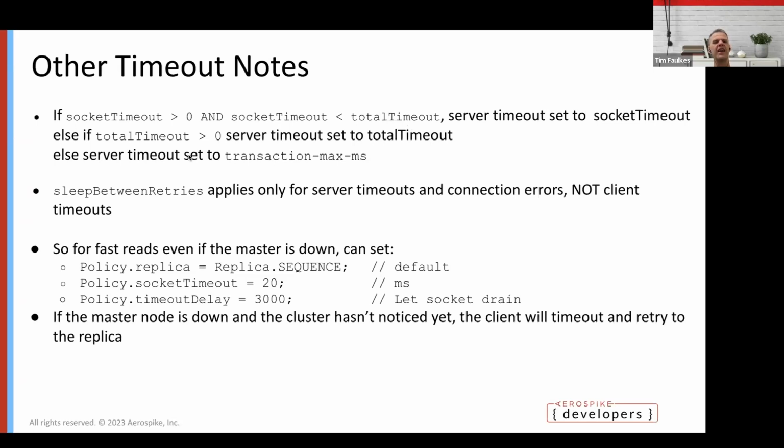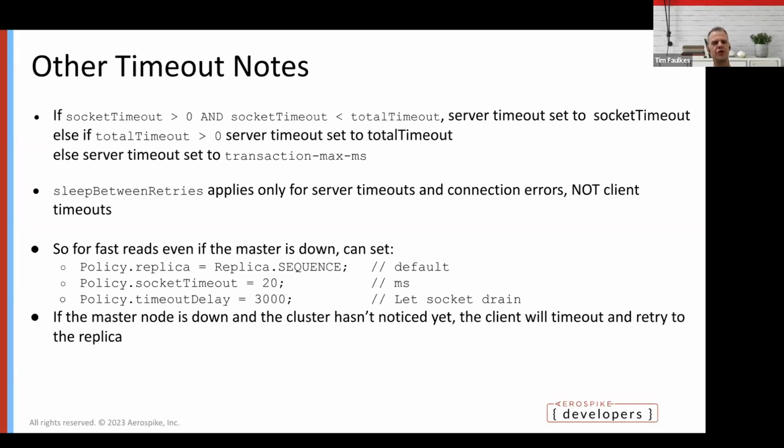If we have no socket timeout and our total timeout is greater than 0, then we're going to set the server timeout to be the total timeout. That means that we can set it longer than the server is expecting. We can set it to be 10 seconds if we want, and the server will wait those 10 seconds.